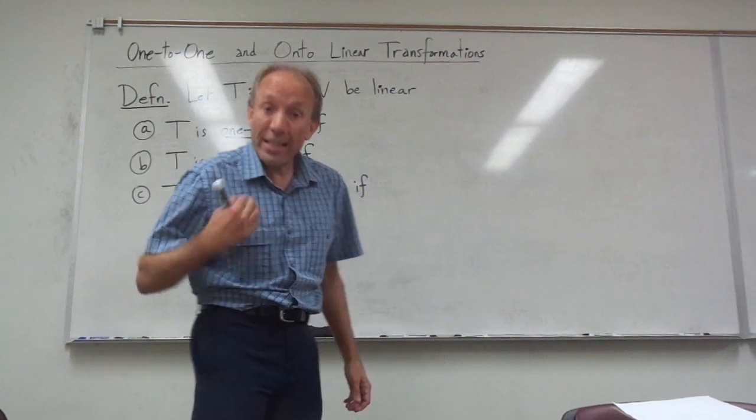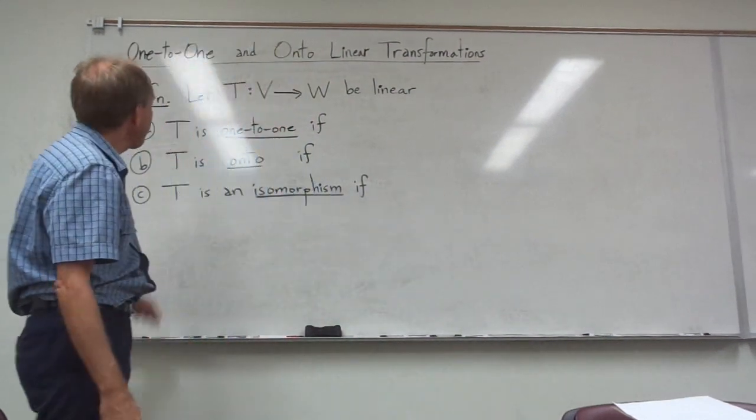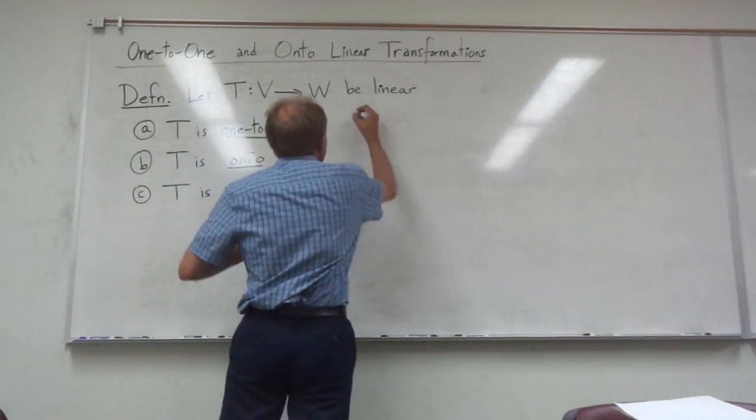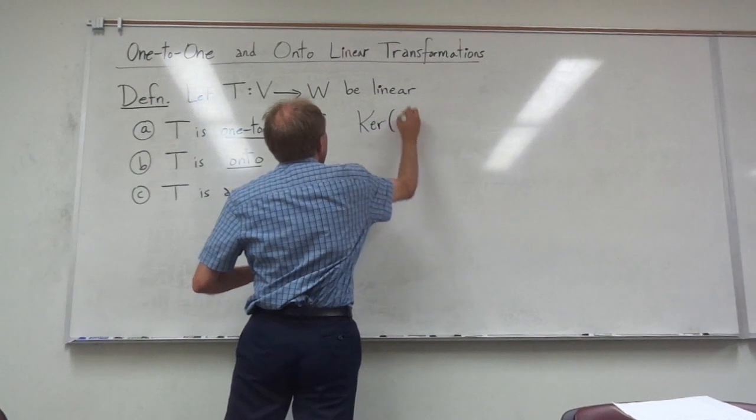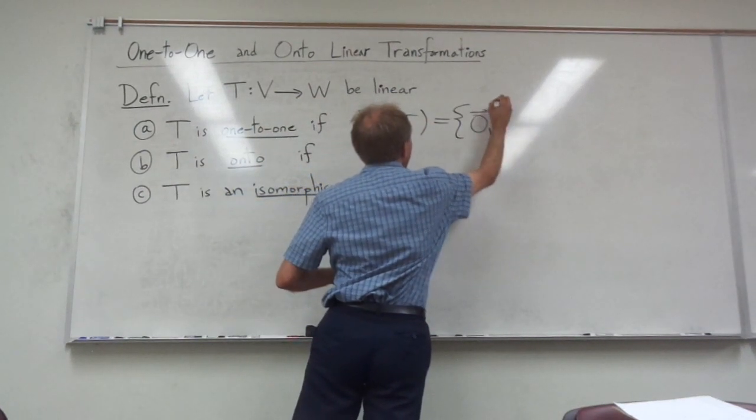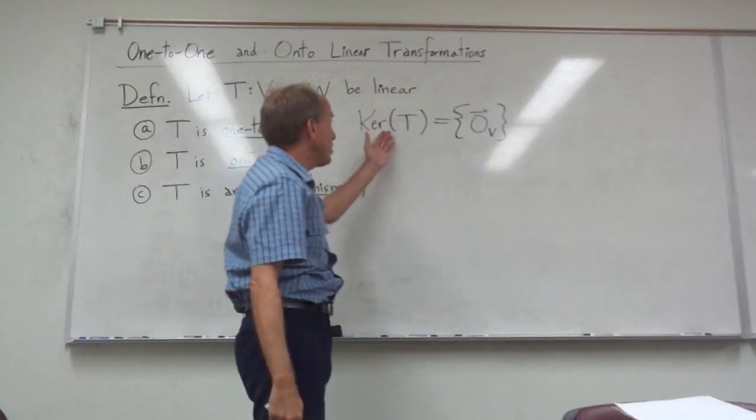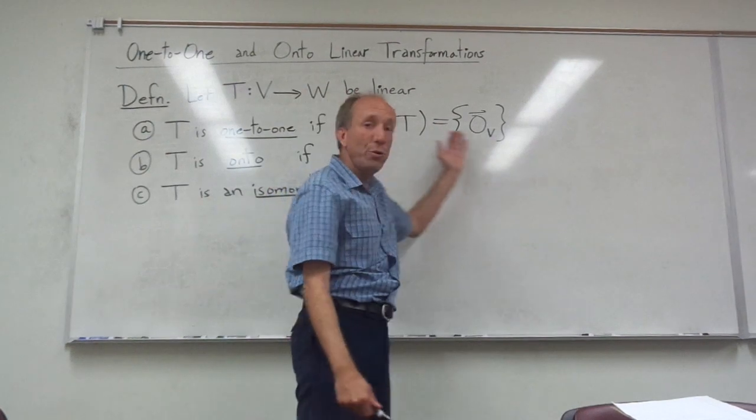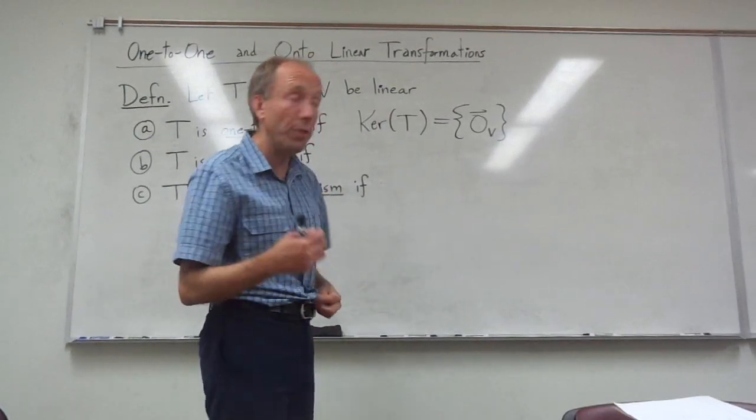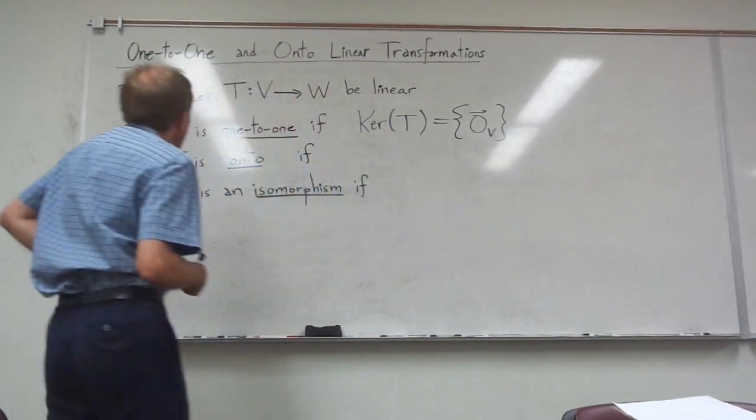First things first, I need to tell you what one-to-one means and what onto means. A transformation is one-to-one if the kernel of that transformation is simply 0. The kernel is tiny. Actually, this just means that the kernel is 0-dimensional. So if you know that the dimension of your kernel is 0, then you'll also know that it is one-to-one.